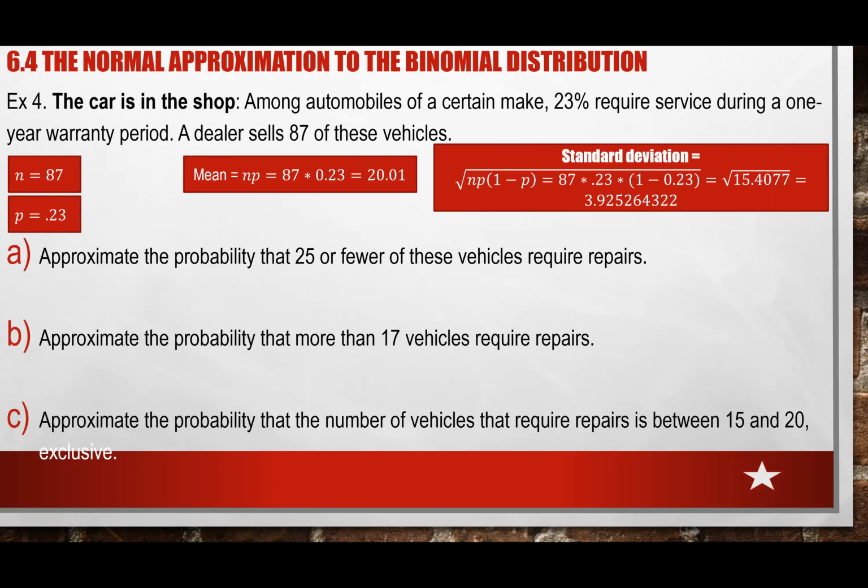Again, hopefully you guys see that you need to find a mean, which is n, 87, times the p. That is your mean. And you need to find a standard deviation, which is 3.925264322. So that's the first thing we have before we can do the normal CDF. We need a mean and a standard deviation.